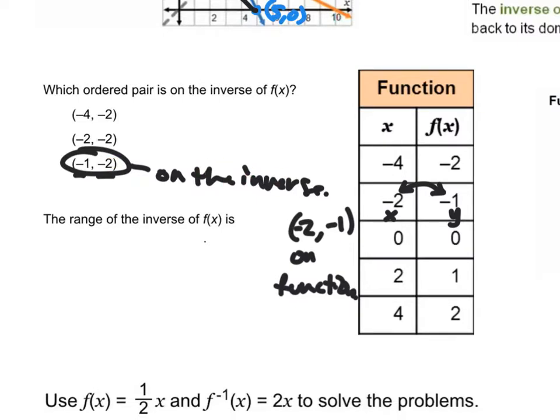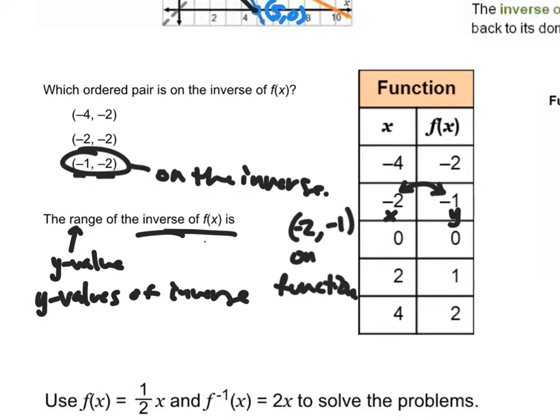Then it wants to know the range of the inverse of f of x. If I want the range, that means the y values of the inverse. Remember, inverse means you switch your x and y values. So let me write this: the y values of the inverse are the x values of the function. If I wanted to find the range of the inverse, I look at the x values on my function.